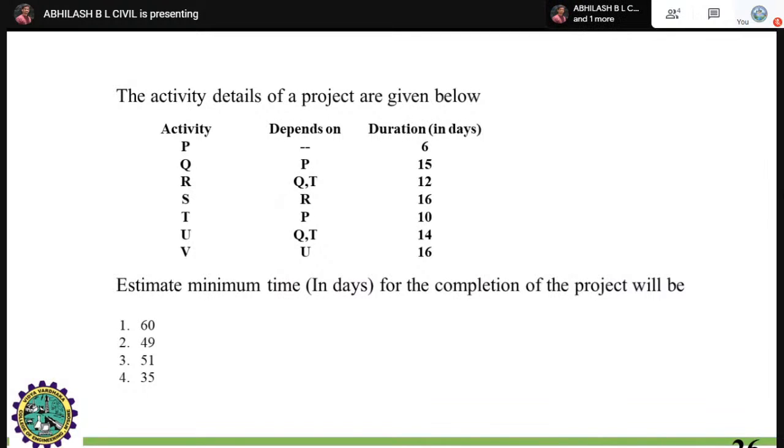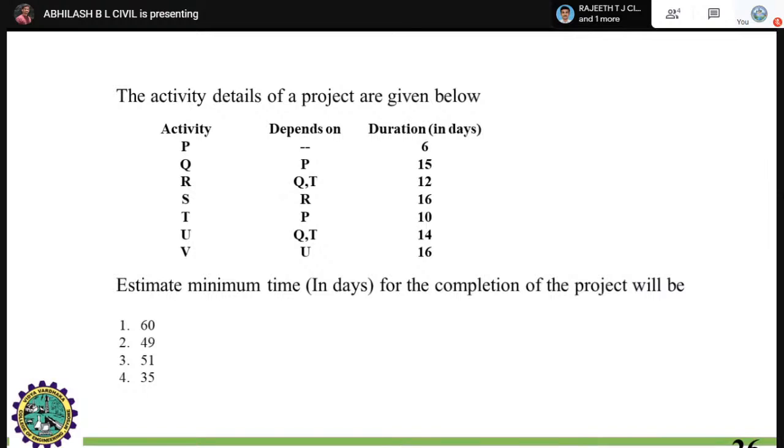The activity details of a project are given below. The first thing is the activities Q, R, S, T, U, V, right? They depend on predecessors and successors. For the first it is empty. Next, P, that is Q is the predecessor of P, like that: R depends on Q and T, S on R, T on P, U on Q and T, V on U. This will be your question. And the completion durations for the activities from P to V are 6 days, 15 days, 12 days, 16 days, 10 days, 14 days, like this.